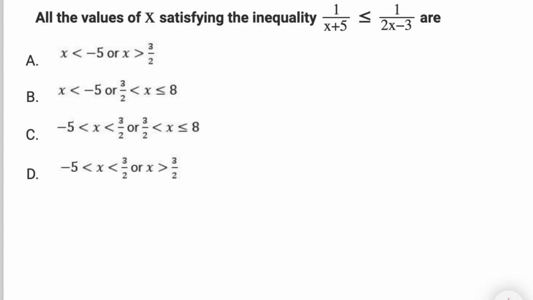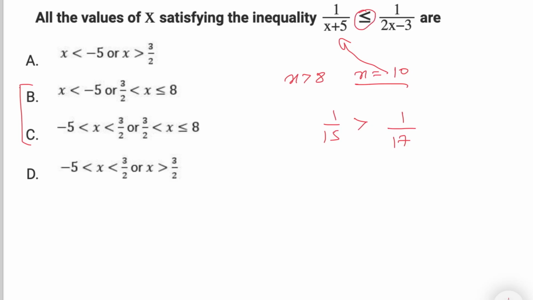Now the other way of solving the question is to use the options, right? Options B and C mean that x is less than or equal to 8. So let's take a value of x greater than 8 and plug it into the given inequality. Suppose x was equal to 10. If you put x equal to 10 here, the left hand side will become 1 by 15. And the right hand side becomes 1 upon 2 tens are 20 minus 3, 17. 1 upon 15 we know is greater than 1 by 17. But we want the left hand side to be less than or equal to the right hand side. That means x equal to 10 won't be an acceptable value of x, or x cannot be greater than 8.